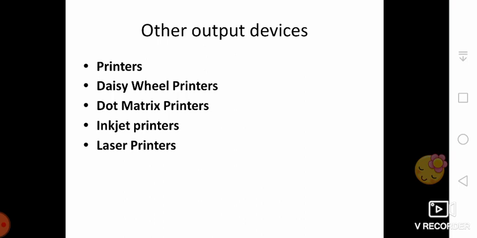Then the dot matrix printer. It is a popular computer printer that prints text and graphics on paper by using tiny dots to form the desired shapes. Then the inkjet printer. Inkjet printers are the most popular printers for homes and small-scale offices as they have a reasonable cost and good printing quality as well.